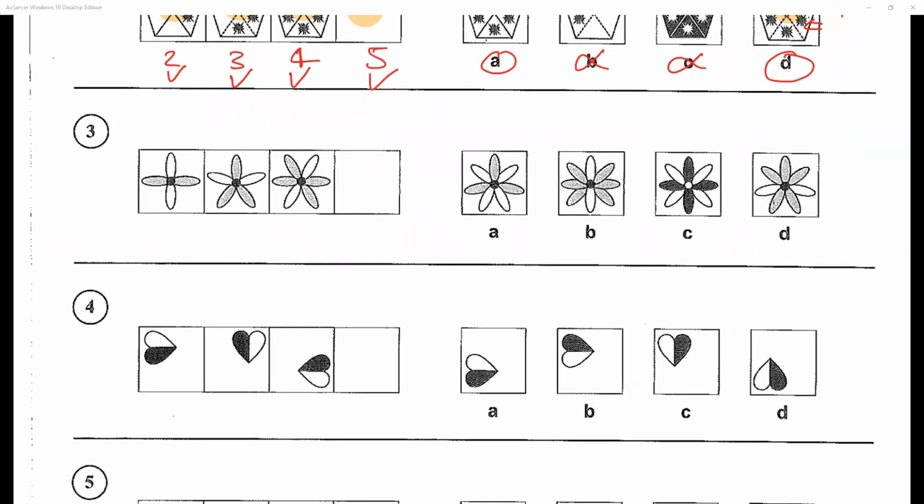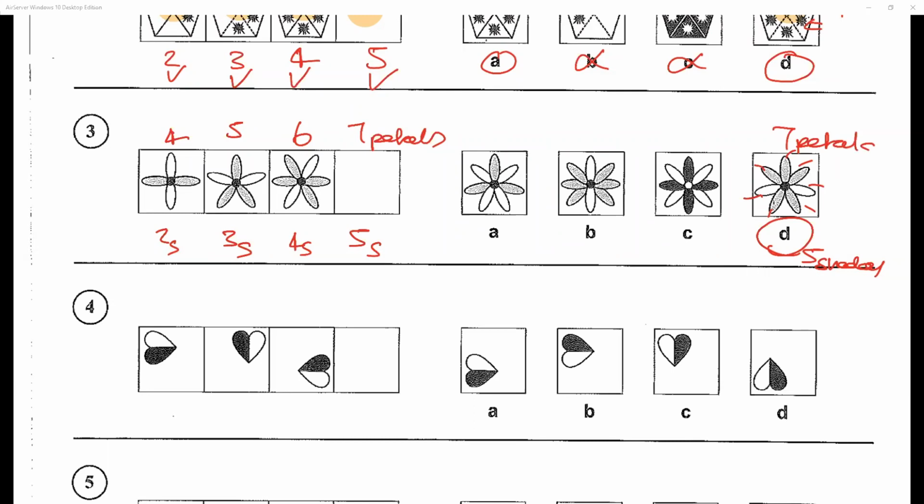Number 3, go. So there are 2 shaded, then 3 shaded, then 4 shaded. So next has to be 5 shaded, and D has 5 shaded. Also we have 4 petals, 5 petals, 6 petals. The next one is going to have 7 petals and 5 shaded. Also, each of the flowers has 2 white petals.